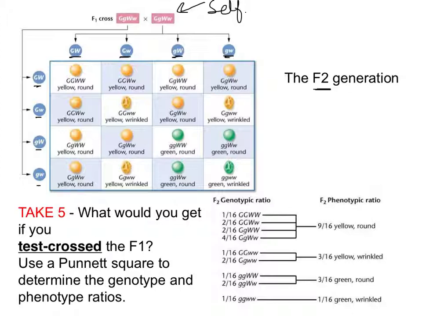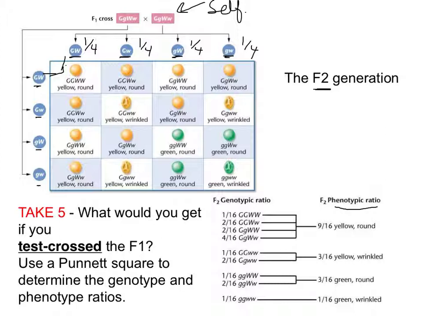Each of those would be produced with a probability of 1/4. Okay? 1/4, 1/4, 1/4, and 1/4, and so on down the vertical axis. When you put these two together, you get the possible offspring. So there are all of the genotypes and phenotypes in that Punnett square associated with the F2 generation obtained from this selfing experiment, and their ratios are written out here.